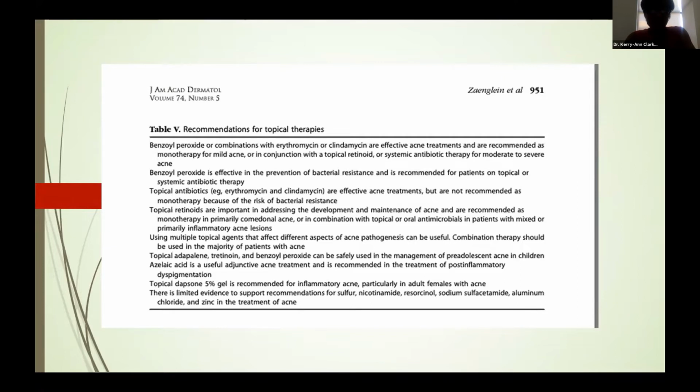And of note, pre-adolescent children will benefit from using topical adapalene, topical tretinoin, as well as benzoyl peroxide, safely in this age group. There is limited evidence to support other topicals such as sulfur and zinc.